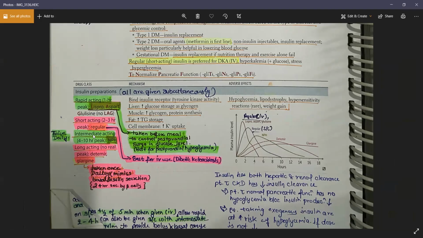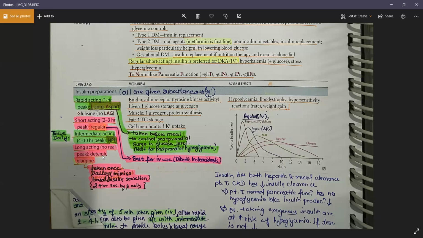Then comes the intermediate acting ones, which are the NPH. They have a peak, and their effect disappears after about 14 hours. Then comes the very long acting ones, which do not have any real peak. These are detemir and glargine. Very important: you use these agents to mimic the basal 24-hour insulin secretion by the beta cells.